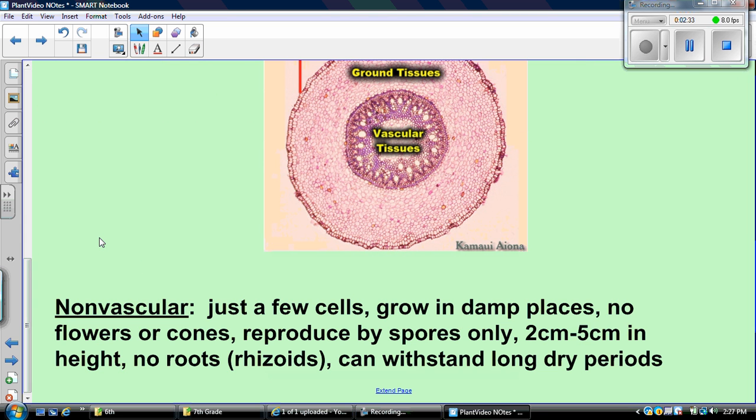Non-vascular plants are just a few cells. They are multicellular, but they don't have a ton of cells. They grow in damp places. They do not have flowers or cones. They reproduce by spores. They only grow about 2 to 5 centimeters in height. They have no roots. They have what are called rhizoids instead. And they can withstand long dry periods, so they can withstand droughts.